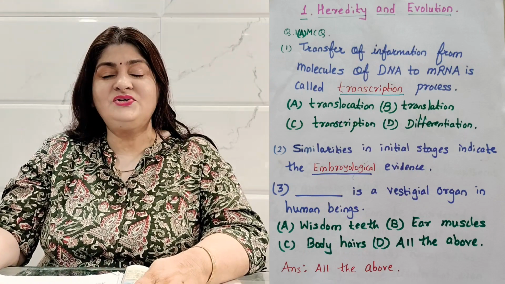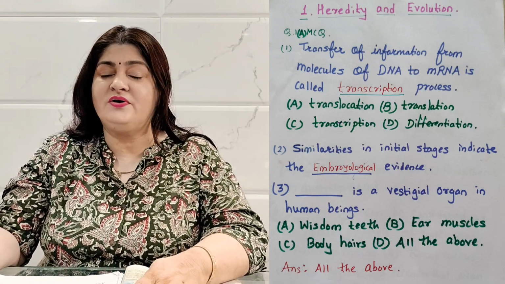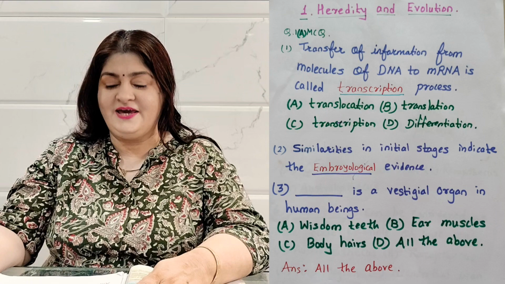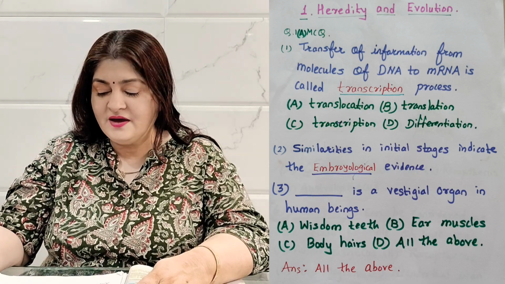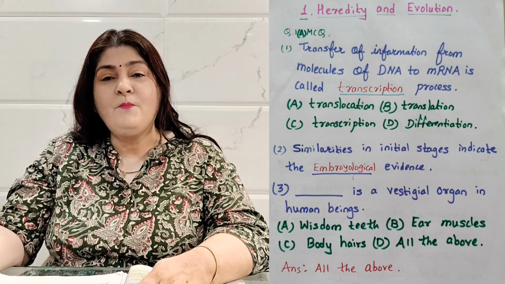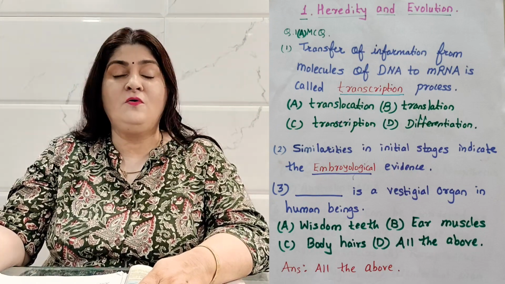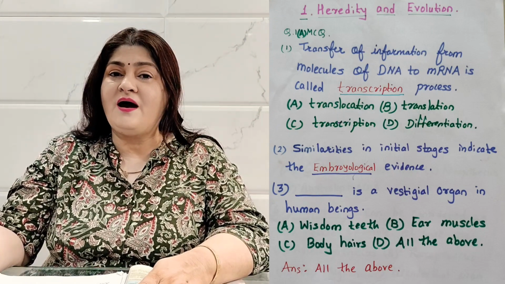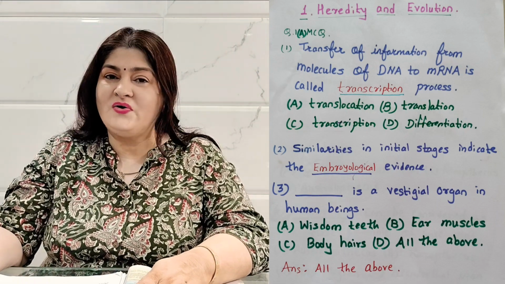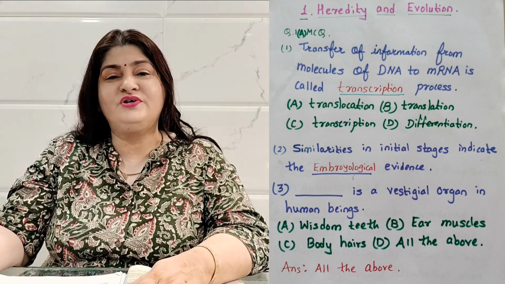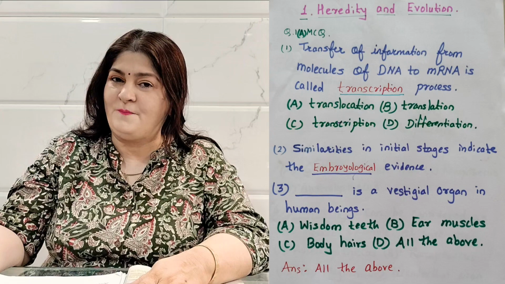Third one, dash is the vestigial organ. Options are A, wisdom teeth, B, ear muscle, C, body hairs and D, all the above. And obviously all these three are vestigial organs. Therefore, the correct option is D, that is, all the above.